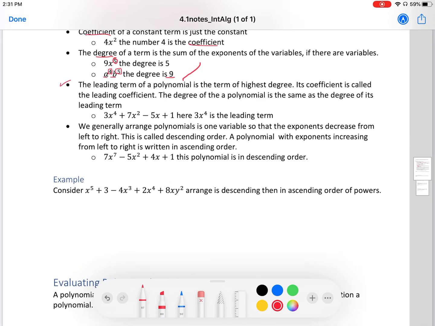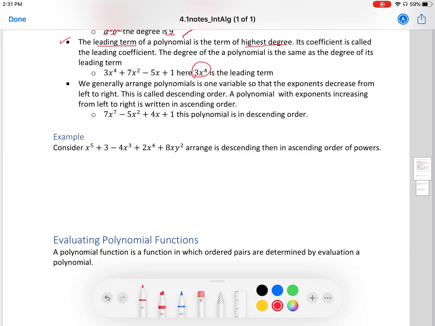Next, the leading term of a polynomial is the term of highest degree. Its coefficient is called the leading coefficient, and the degree of the polynomial is the same as the degree of the leading term. So here we have 3x to the fourth power plus 7x squared minus 5x plus 1. Here, x to the fourth power is the leading term.